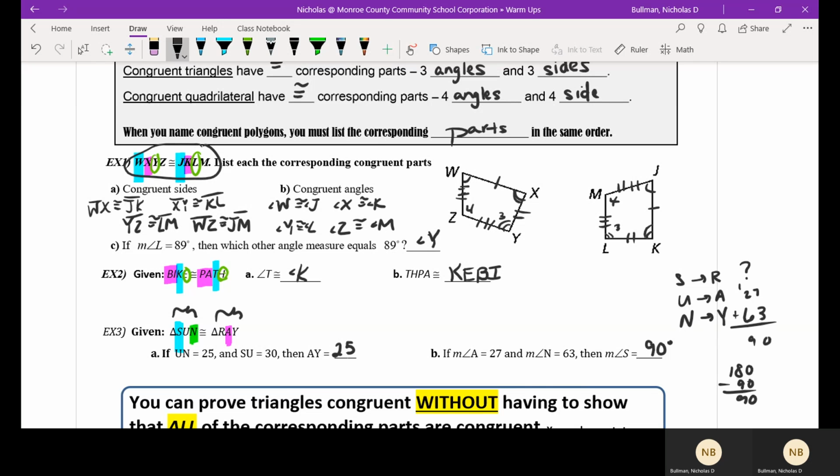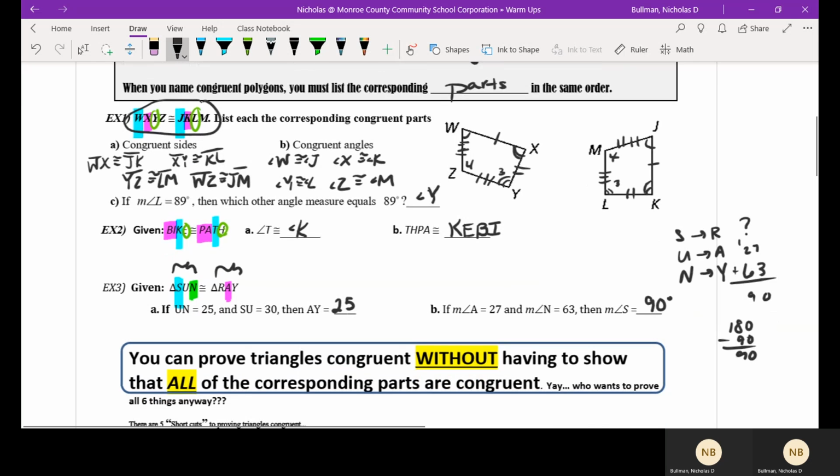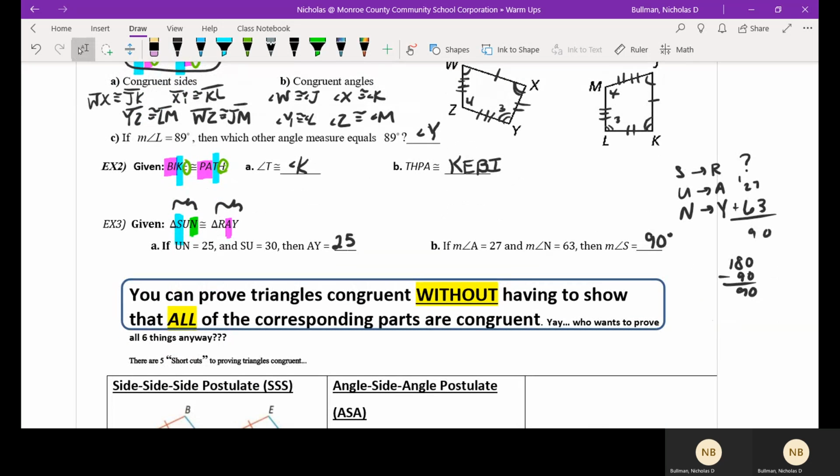The nice thing is when we are trying to prove congruent triangles, we don't have to prove that everything matches. We only have to prove that certain parts match. So we don't have to prove all of the corresponding parts are congruent. We just have to prove a certain amount. And we do have 6 ways to do that, so we're going to walk through that in this next video. If you have questions, be sure to let us know.